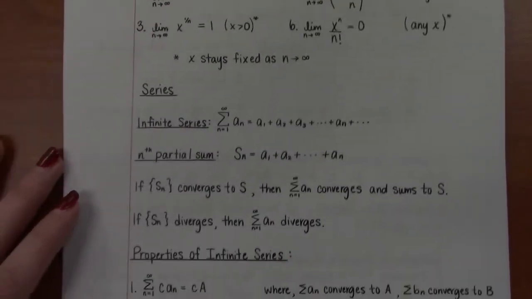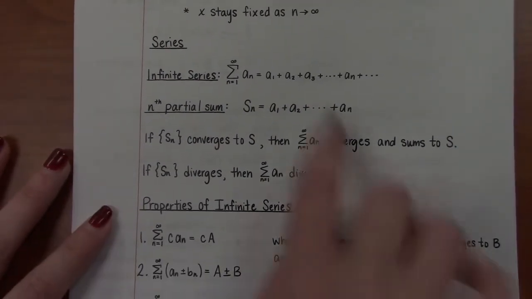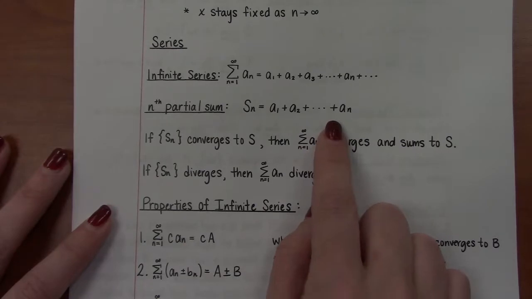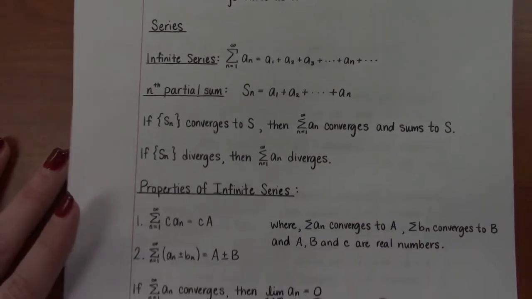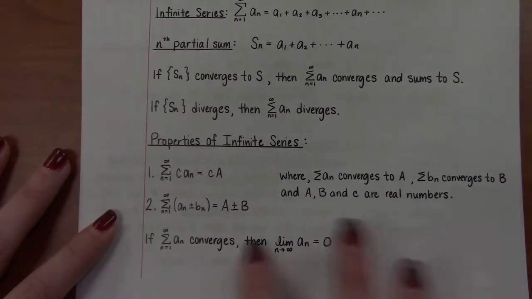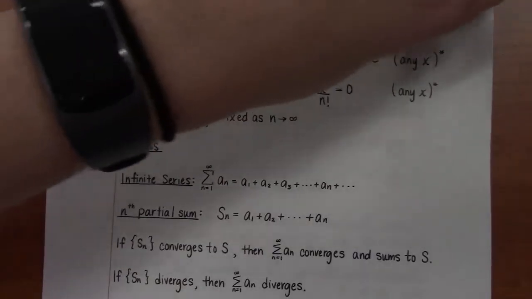For series, we have our format of our series. We've got our partial sums. If we use partial sums to compute, we can just look at the limit. Then our algebraic properties of infinite series are in here. And then the second page is just the handout I gave you guys earlier.